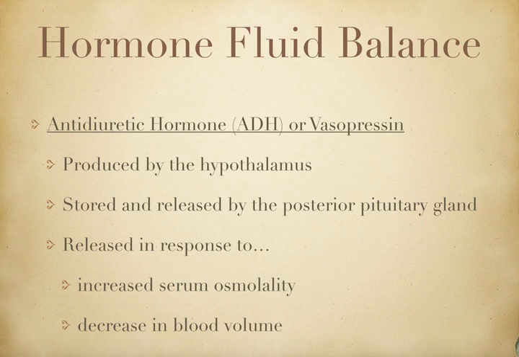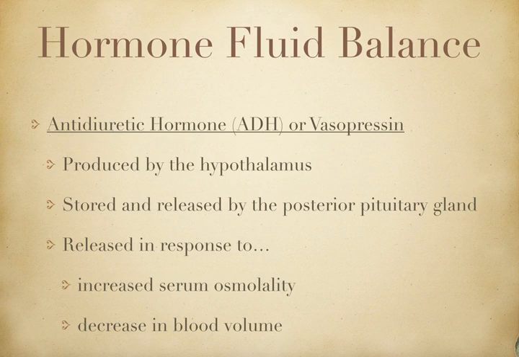When ADH is released, there's increased kidney reabsorption of water, so we're going to keep more water on hand, which results in more concentrated urine being produced. It makes sense. If there's inhibition of ADH in response to a decrease in serum osmolality or an increase in blood volume, it decreases the kidney reabsorption of water. So more water is peed out, which results in a more dilute urine. And this increase and decrease in ADH is what helps keep the fluid levels in balance.